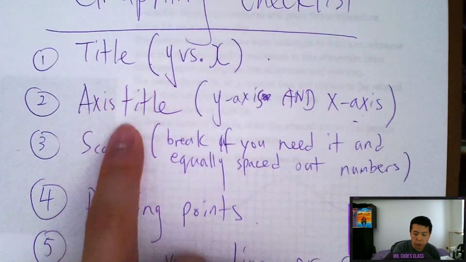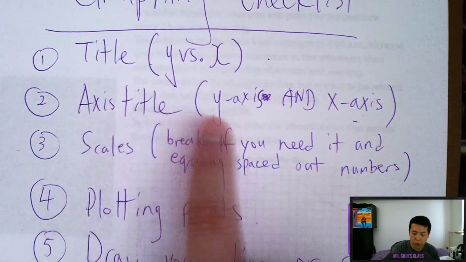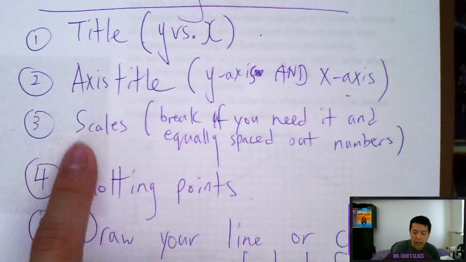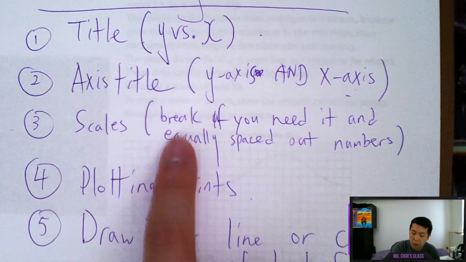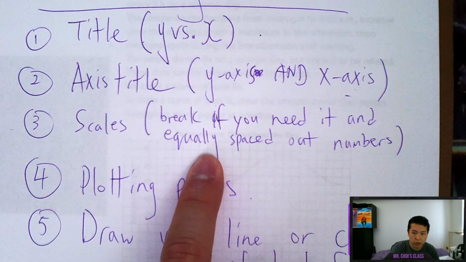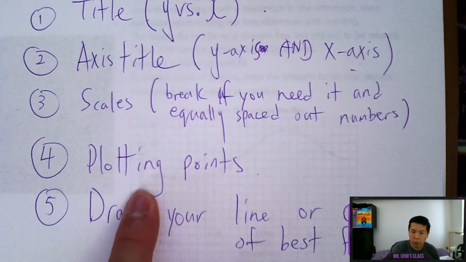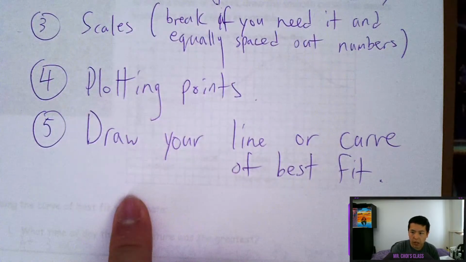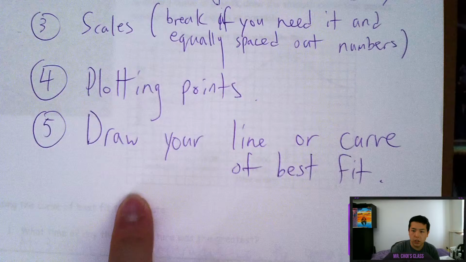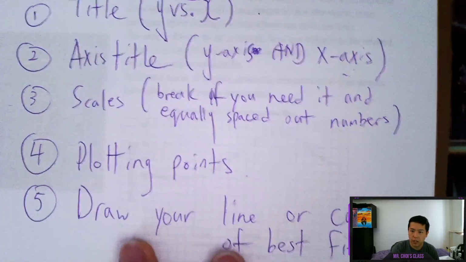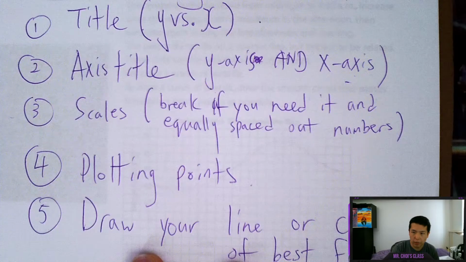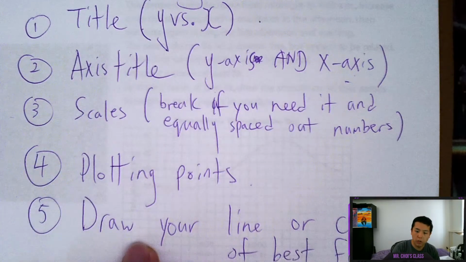Your two more marks come from your axis titles for your y-axis and your x-axis. So that's 3 total. Scales, right? You need to write a break if you need it and have equally spaced out numbers. Number 4, plot your points. And then number 5, draw your line or curve of best fit. Okay, so this is a total of 7 marks, 5 things that you need to remember. Make sure you keep all of this in mind.